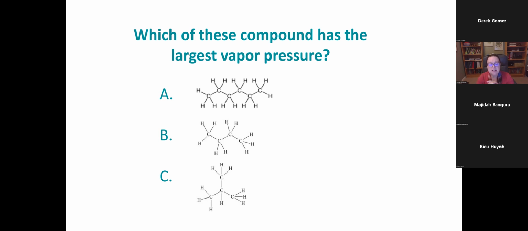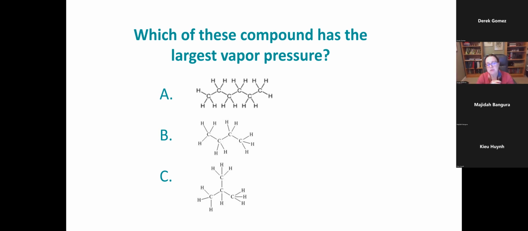So C definitely is not linear, but it's not the biggest. If you count the sizes of them, if you count how many carbons are in there, I think you'll see the first one is larger. It's got more mass to it. So A would be the largest one. B and C kind of look the same though, right?